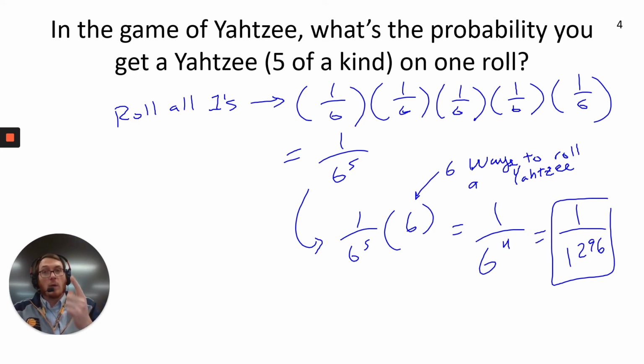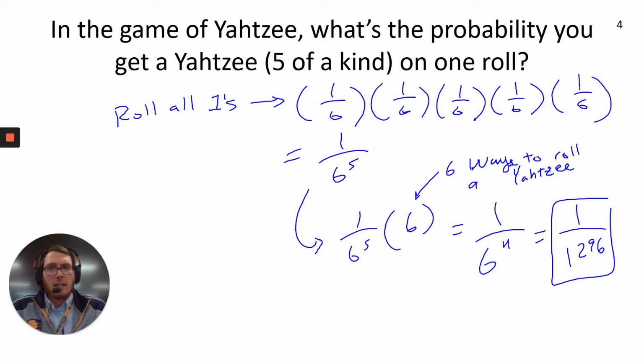Well, I could get that 1s, 2s, 3s, 4s, 5s, or 6s as an answer. So I need to multiply because there's 6 ways to get the Yahtzee. And that would be 1 over 6 to the 4th now, which is 1 over 1,296. It's very unlikely that that occurs. If you've played Yahtzee growing up, you've probably had that happen at least once with all the different dice rolling that you've had.